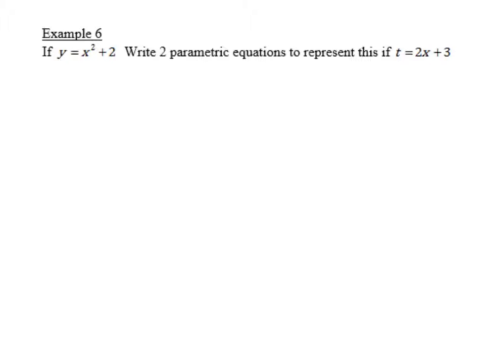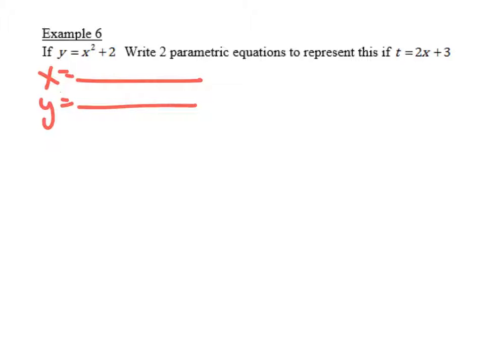Okay. Example 6. If y equals x squared, so now we're going to go backwards. Instead of me giving you two parametrics, graphing it, and then getting to a rectangular, I'm giving you a rectangular, and I want you to go backwards and write two parametrics. And so I'm kind of giving you what the t value equals. So I want two equations that are x equals something with a t and y equals something with a t. Let me go back and do this again.